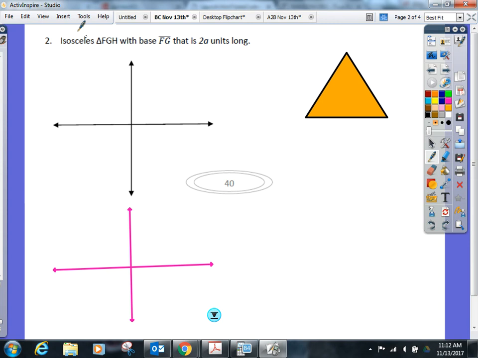I threw in a little vocabulary term. If you guys have to look back in your packet, go right ahead. But what is the base of an isosceles triangle referring to? And don't tell me bottom. That's middle school thinking. All right, the base is the what for the isosceles triangle? How can you describe what the base is, Nick?